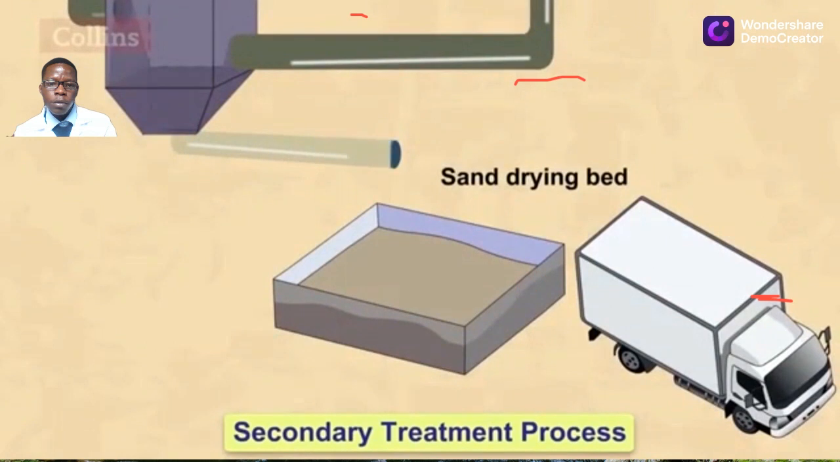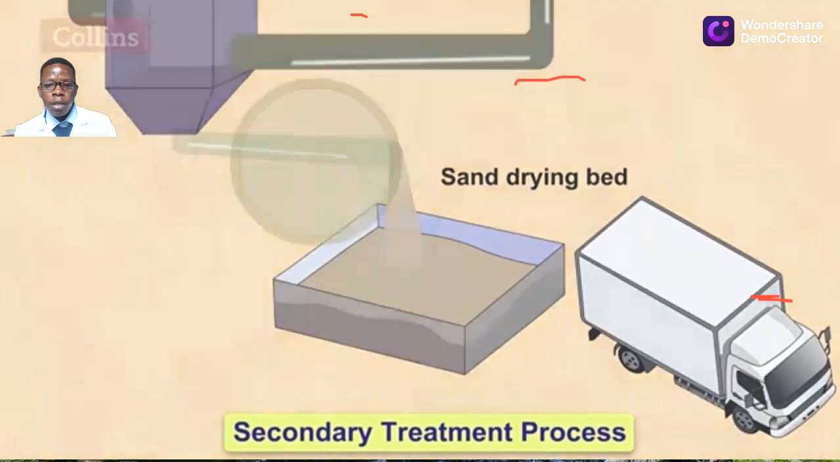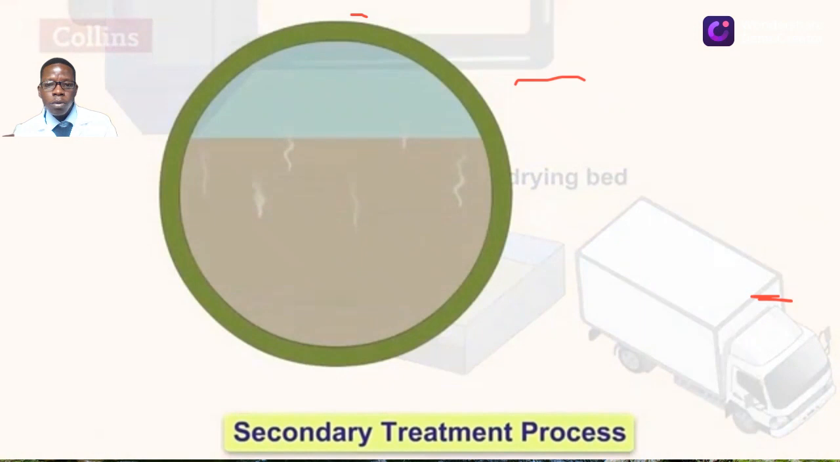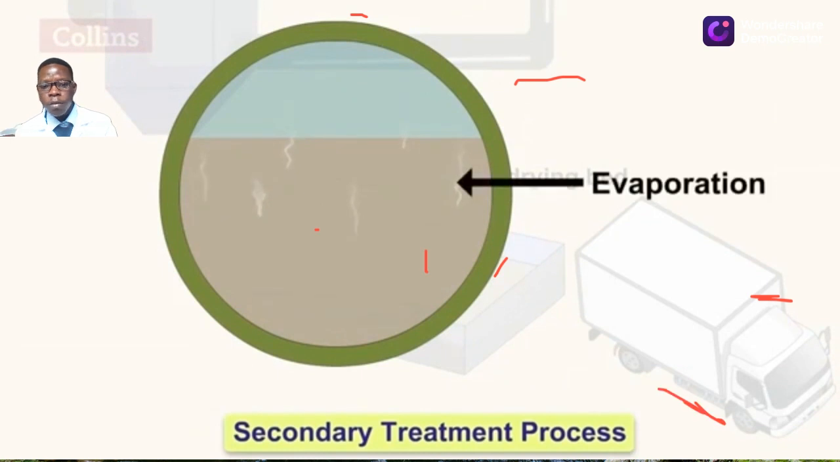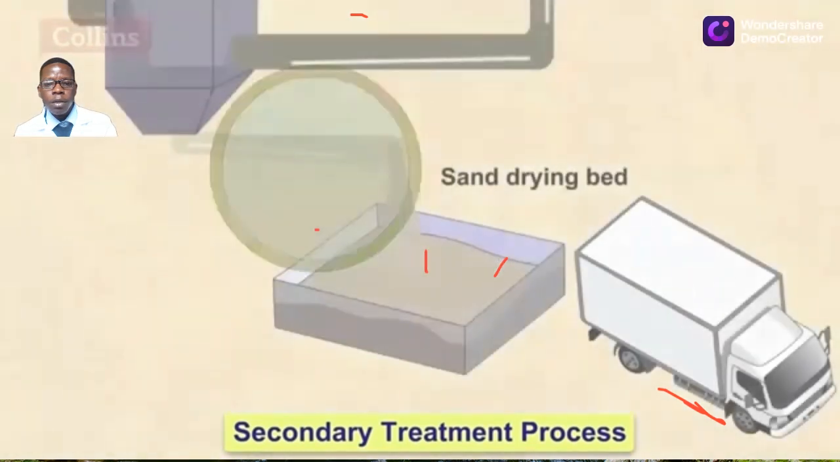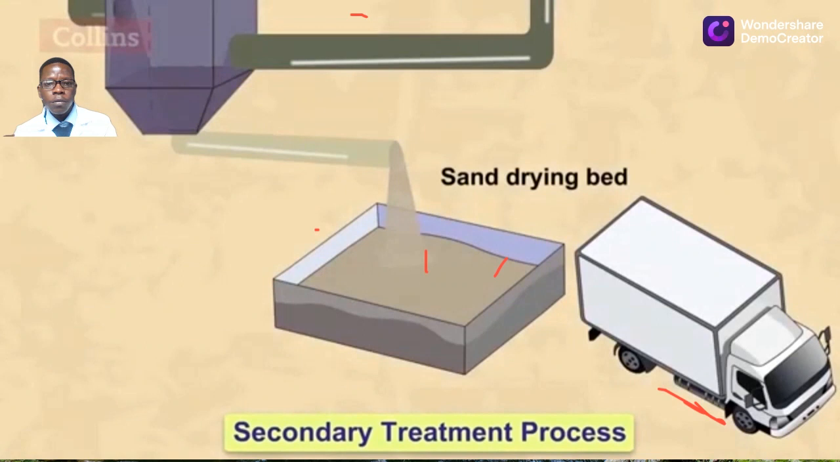And finally, we shall have our sandy drying bed. The sandy drying bed will help us in drying. The sand will act as a mesh to filter out all the water so that the sludge can dry up, and also evaporation. By displaying the sludge, evaporation of water will help us in further drying of this sludge, such that we form a favorable manure that can later be transported by this vehicle to the various agricultural fields. So as we can see here, we can take this manure to the various agricultural fields.